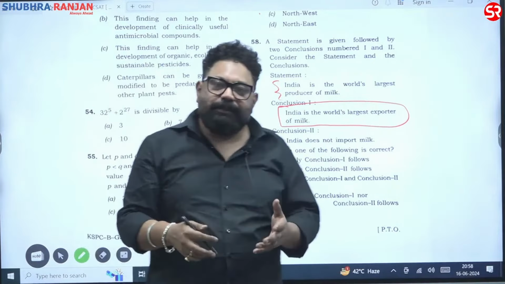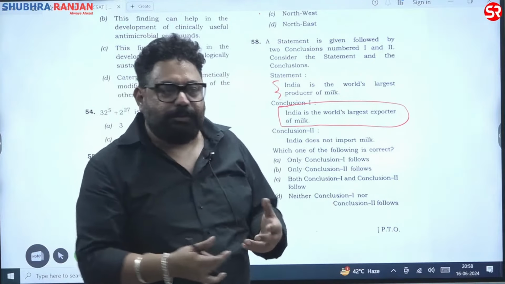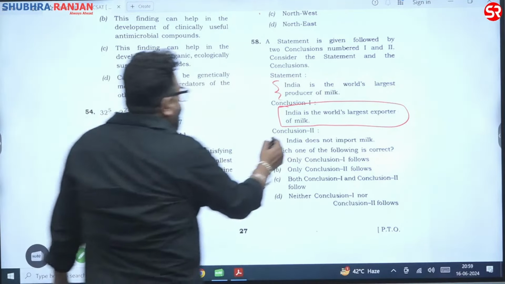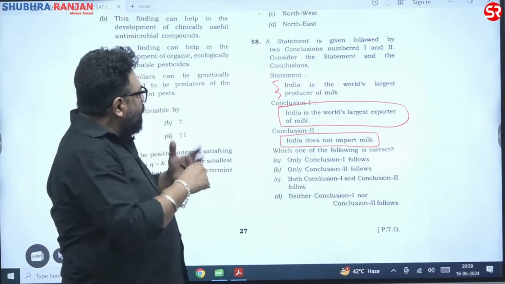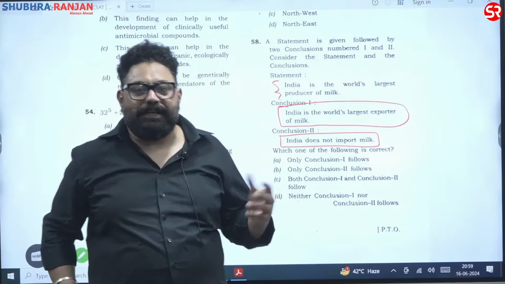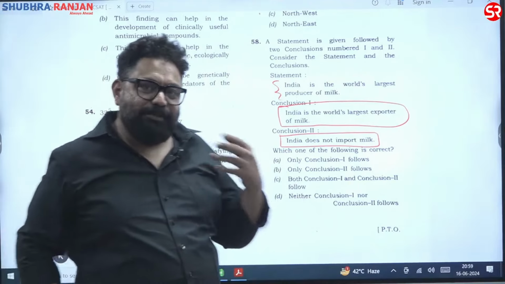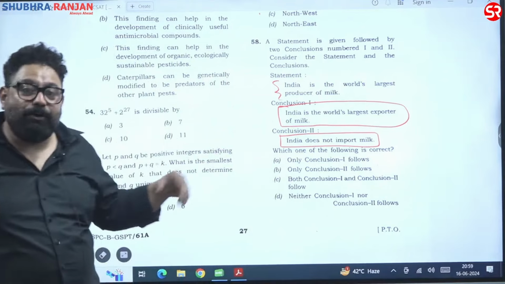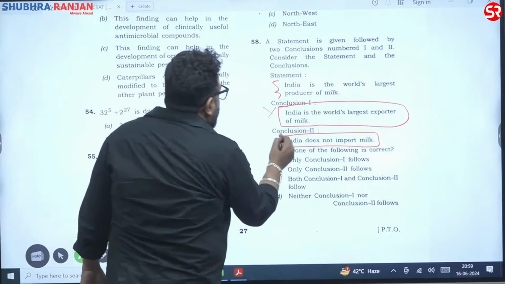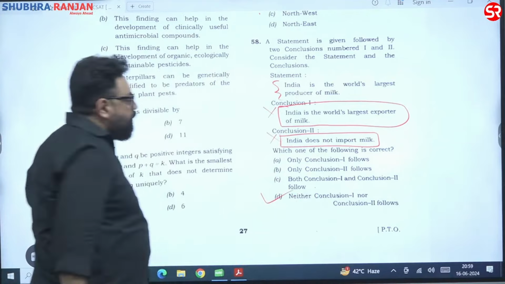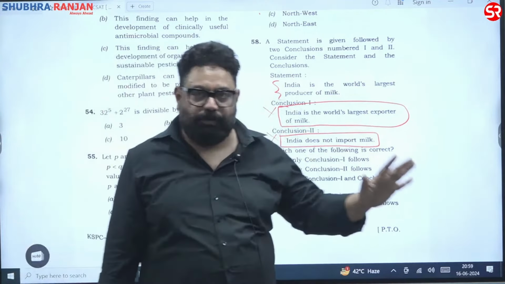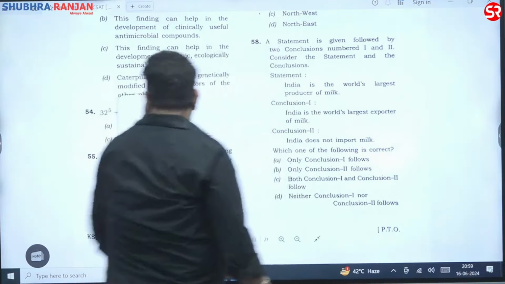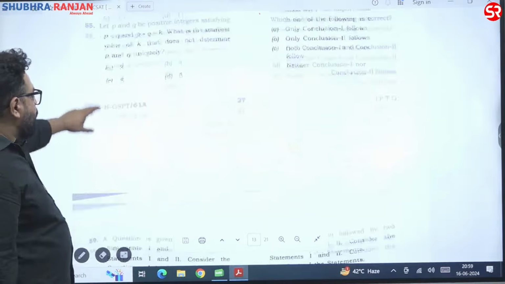If it is a producer of milk, it does not mean it is going to be an exporter of milk also. So this is just a kind of assumption, not a conclusion. Secondly, India does not import milk. Because it is world's largest producer of milk does not mean it cannot import milk. Maybe it is not able to meet consumption with its production and may have to import milk. How do we make that conclusion? So both the conclusions are actually assumptions. So neither conclusion 1 nor conclusion 2 follows. Assumptions do not follow. All right, we have done statement and conclusions, and we were very clear that assumptions are not allowed, right?